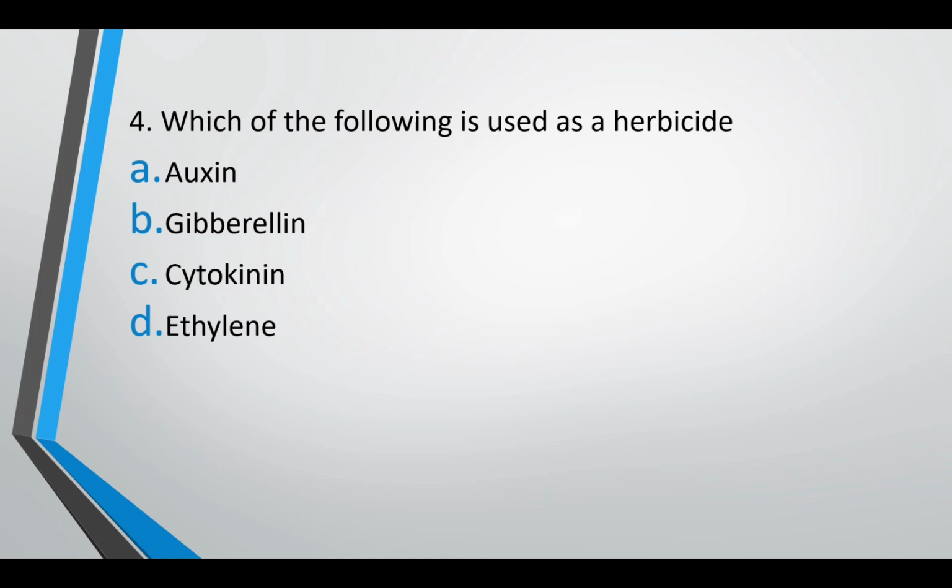Question 4. Which of the following is used as herbicide? Option A, auxin. Option B, gibberellin. Option C, cytokinin, or option D, ethylene. Four plant hormones have been given. Which of these is used as herbicide? The correct answer is option A, auxin. 2,4-D is a synthetic auxin which is used as a herbicide. What does D stand for? 2,4-D stands for 2,4-dichlorophenoxyacetic acid. It is used as a herbicide.